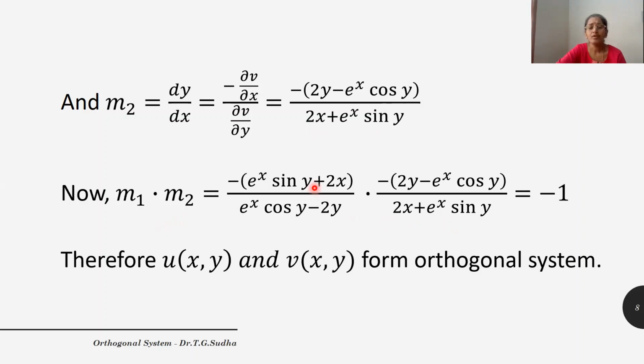Here when we look into the numerator and the denominator, e^x sin y + 2x will get cancelled with 2x + e^x sin y. And here when we take this minus sign inside, we get -2y + e^x cos y, and this term gets cancelled with this e^x cos y - 2y. Finally, we are left with -1. Therefore, u and v are orthogonal systems.